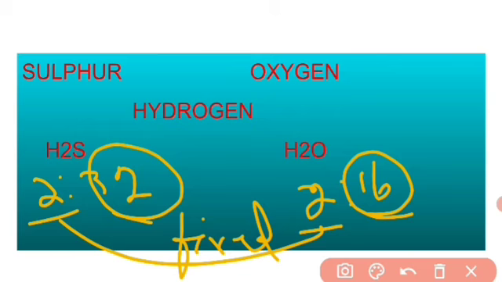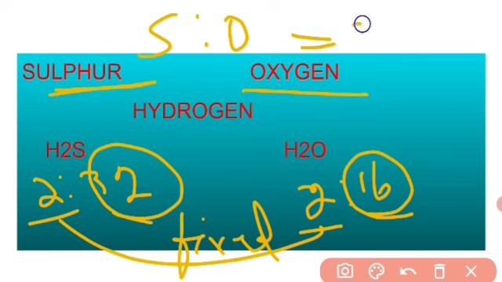Now 32:16, the ratio of masses of sulfur and oxygen which combine with a fixed mass of hydrogen. It is nothing but S to 2O, that is 32:16, right? 32 is to 16, you will get the answer as 2 is to 1.